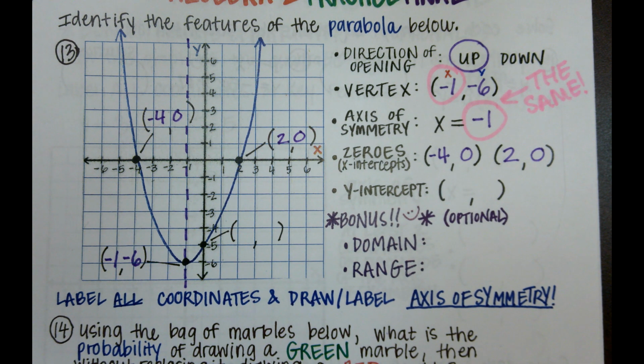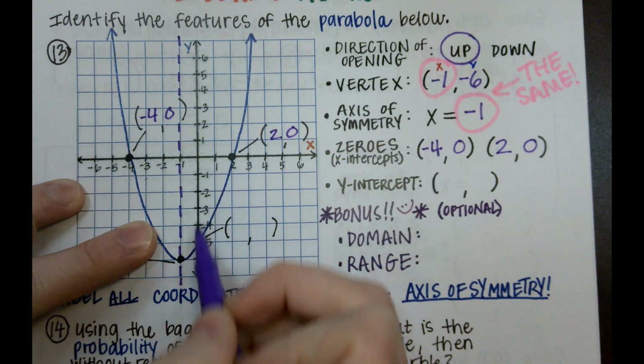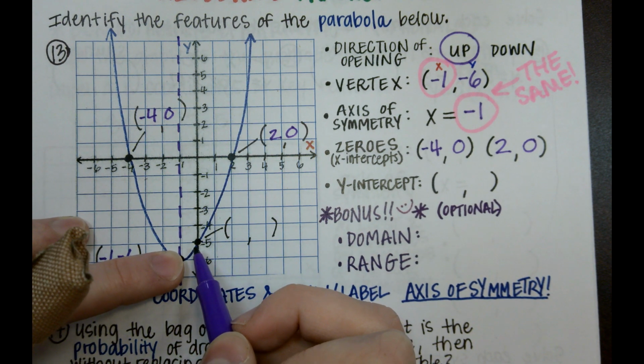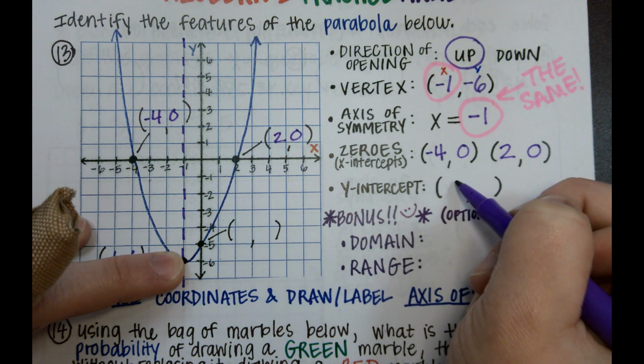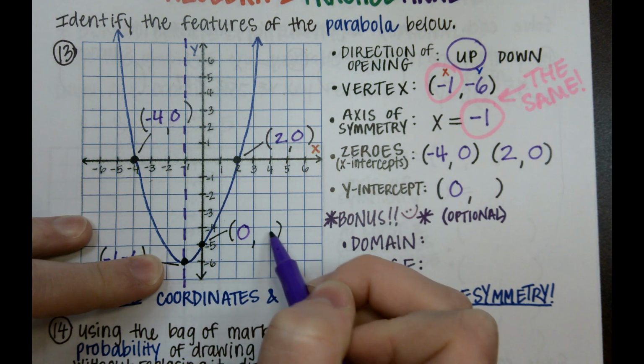Okay. Now we got a y-intercept. Can somebody describe that to me? It's going to be the point touching the y-axis. So if we're touching the y-axis, our x is always 0. And our y, in this case, is -5.